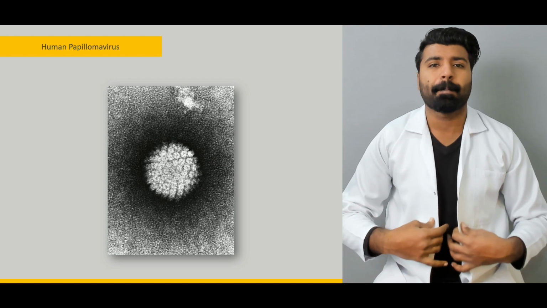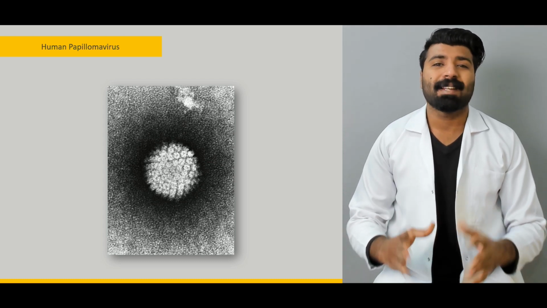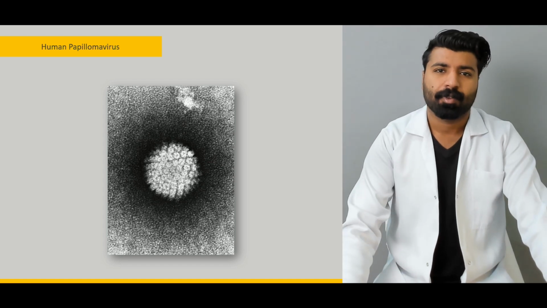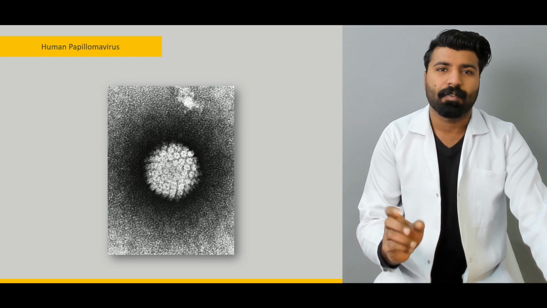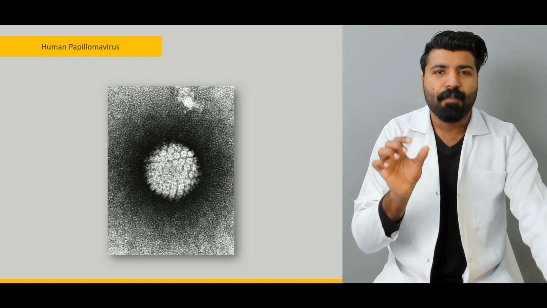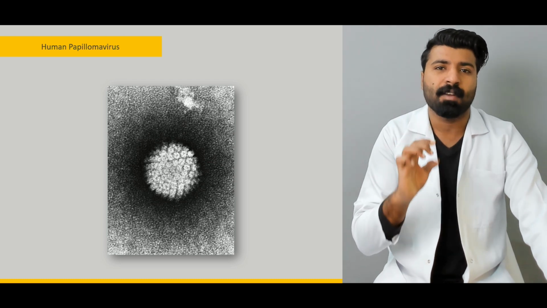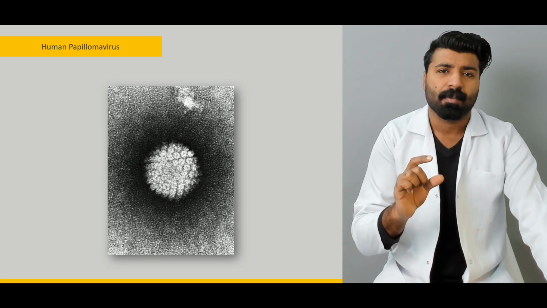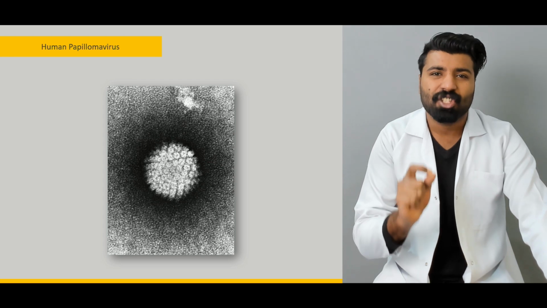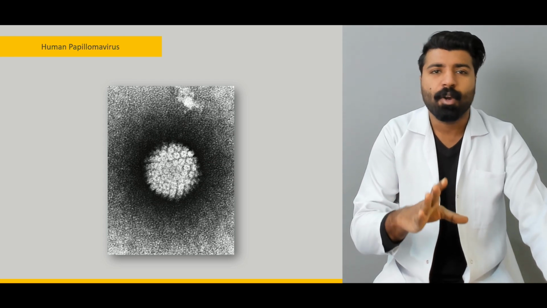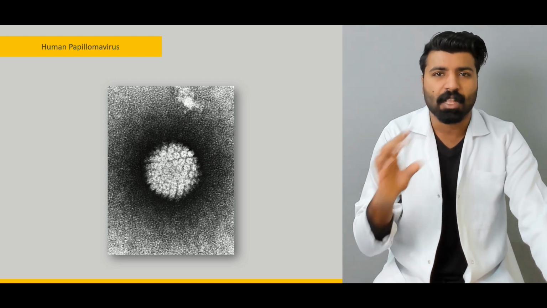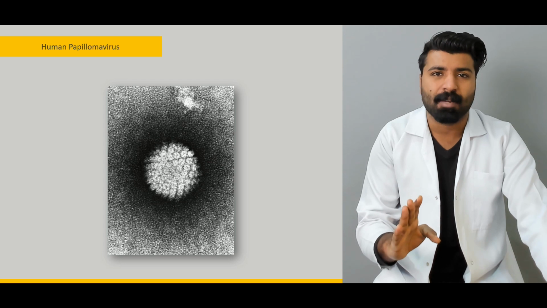Now let me give you some examples. There are basically 2 specific subtypes which are low risk, which are 6 and 11. These 2 subtypes are very low risk and they have only one pathology to cause. They cause painless genital warts and they don't have anything else to do. If you treat those warts, they'll go away. They don't cause any pathology anymore.